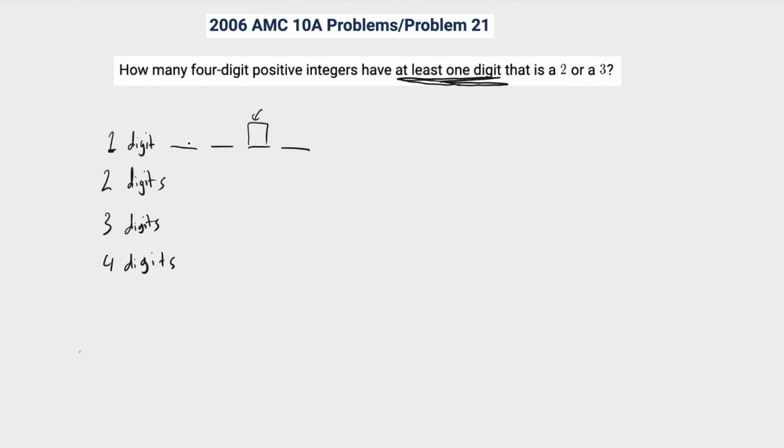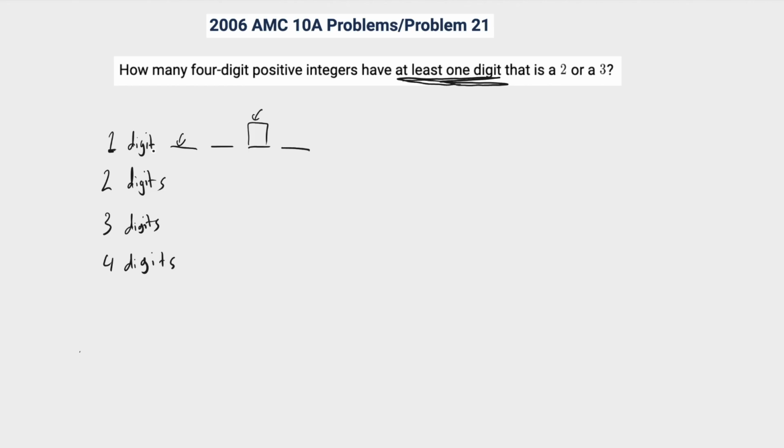In addition to that, we also have to keep in mind that this first digit cannot be a 0, because if it was a 0, the number you'd have would not be a 4-digit number. So this is pretty complex. We have 4 different cases. We have to keep in mind which spots would be the ones containing the 2s or 3s, and we also have to make sure that the first digit is not 0.